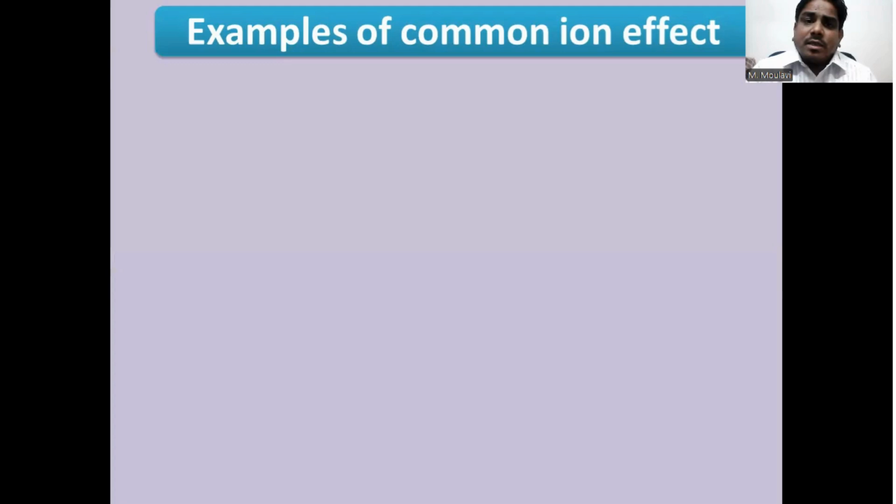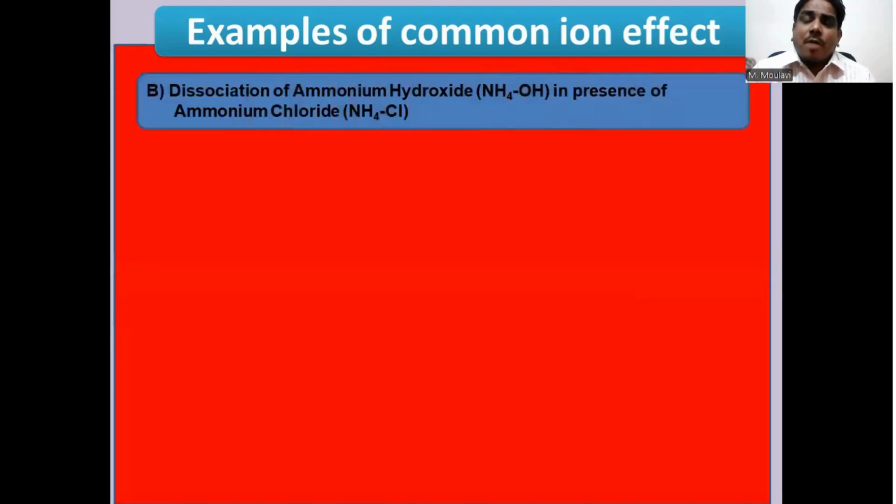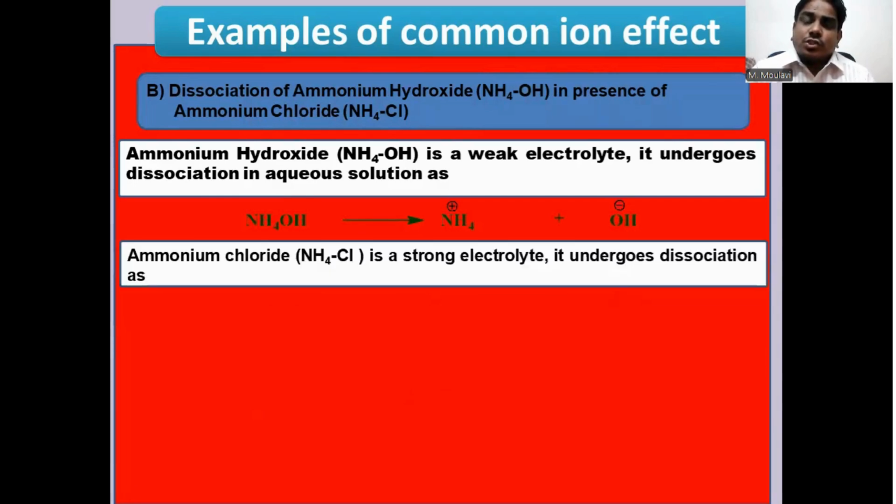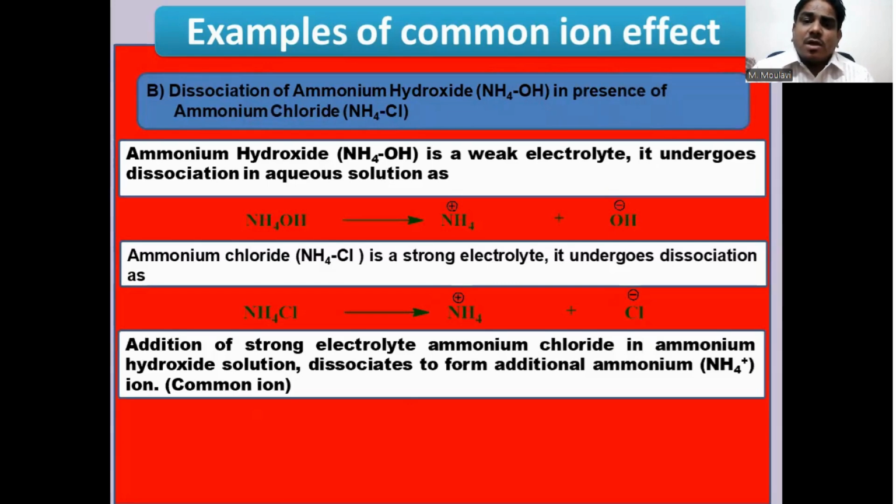Next example is the dissociation of ammonium hydroxide in presence of the ammonium chloride. Ammonium hydroxide is a weak electrolyte. In water, it undergoes dissociation as ammonium ion and the hydroxide anion. Ammonium chloride is a strong electrolyte. In water, it undergoes ionization as ammonium ion and the chloride ion. Because of addition of the ammonium chloride in the ammonium hydroxide solution, the concentration of the ammonium ion increases. It is a common ion.